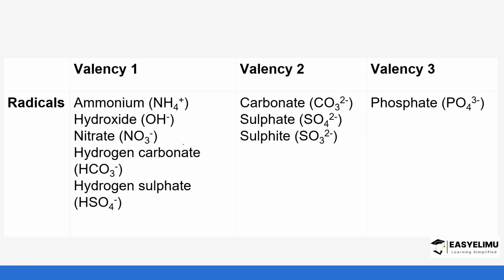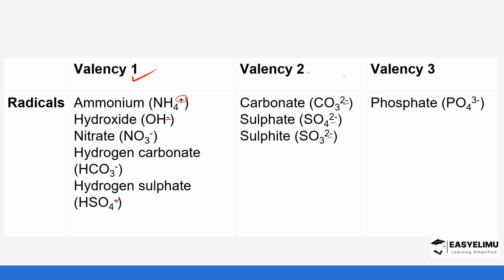For example, if you look at the ammonium ion, it has a positive charge, so the valency is 1. Hydroxide ions have a charge of negative 1, so the valency is 1 as well. Nitrate, negative 1, so the valency is 1. Hydrogen carbonate, negative 1, valency is 1. Hydrogen sulfate, negative 1, so the valency is 1. We have the carbonate with a 2 minus, so the valency is 2. Sulfate with a 2 minus, the valency is 2. Sulfide with a 2 minus, the valency is 2.